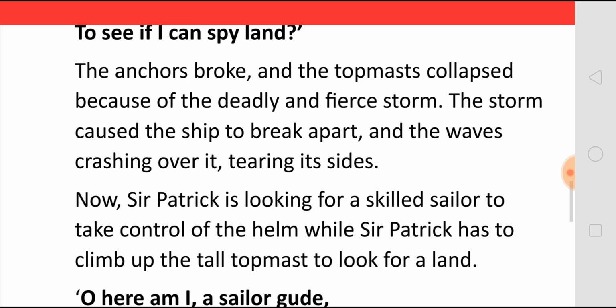The anchors broke and the topmast collapsed because of the deadly and fierce storm. The storm caused the ship to break apart, with the waves crashing over it, tearing its sides. Now, Sir Patrick is looking for a skilled sailor to take control of the helm, while he has to climb up the tall topmast to look for land.